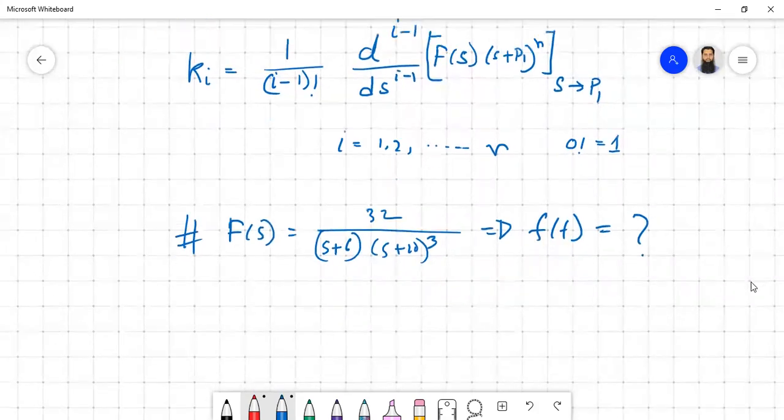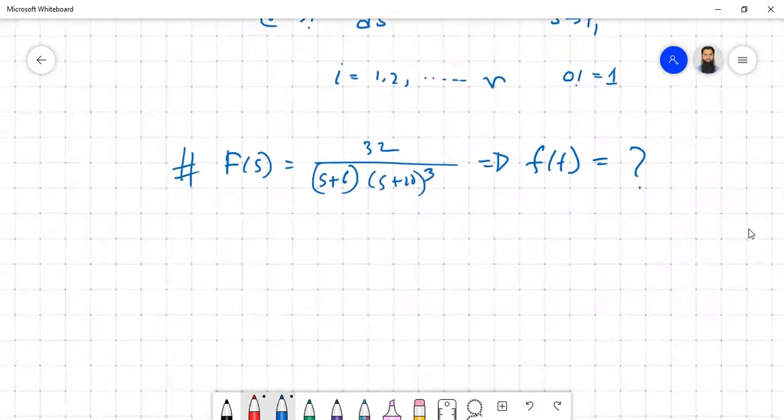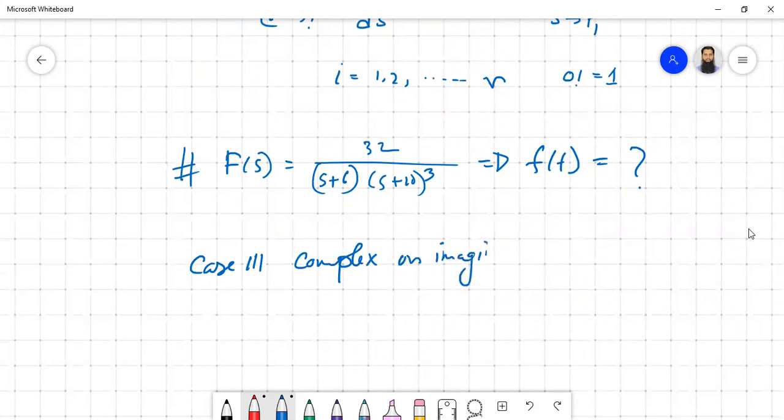We are still in the partial fraction topic, and case 3 of the partial fraction, which is complex or imaginary roots, will start in the next class, inshallah.